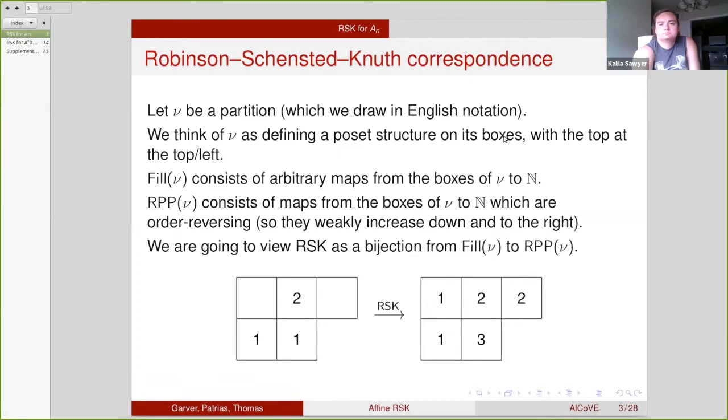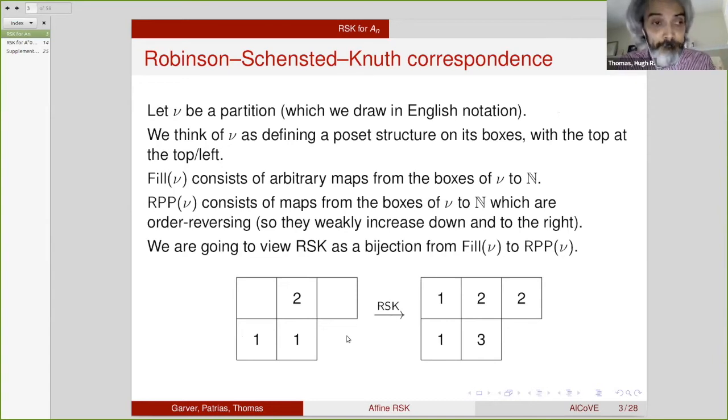All right, so to begin with, we're doing RSK. So we're thinking of mu as a partition, which I'm drawing in English notation, despite my affiliation, which is a French-speaking university. And we think of mu as defining a poset structure on the boxes. Its top is at the top left. And we're going to be interested in fillings. So this thing on the left here is an example of a filling. It's just some arbitrary filling where we put non-negative integers into the boxes.